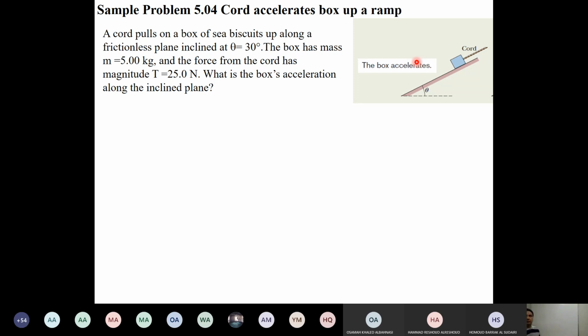Okay. So a cord pulls on a box of sea biscuits up along a frictionless plane inclined at 30 degrees. So the angle it makes with respect to the horizontal axis is 30. The box has mass 5 kilograms, and the force from the cord has magnitude 25 Newton. That is the tension force. What is the block's acceleration along the inclined plane?